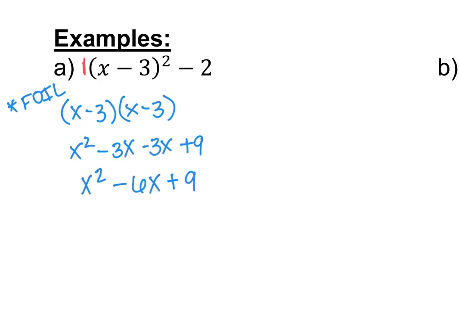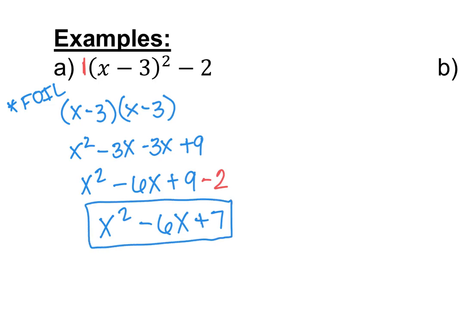What is the third step now? Right, bring down that k, which is that -2. And go ahead and combine your like terms. So we have our x squared minus 6x. And what do we get? 9 minus 2? Yes, 7. So again, we're going from vertex form to standard form. So this is your vertex form. And we're going to standard form.